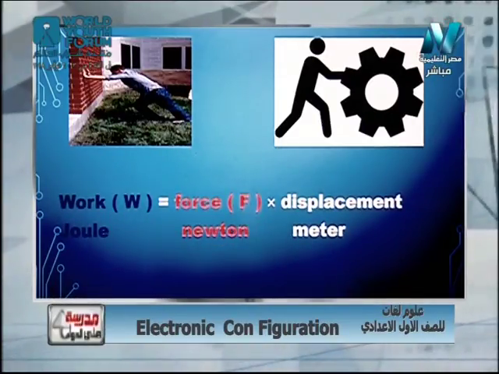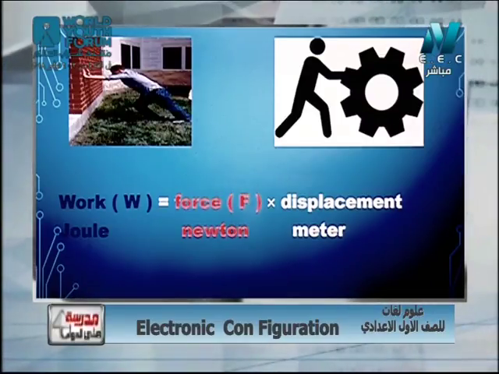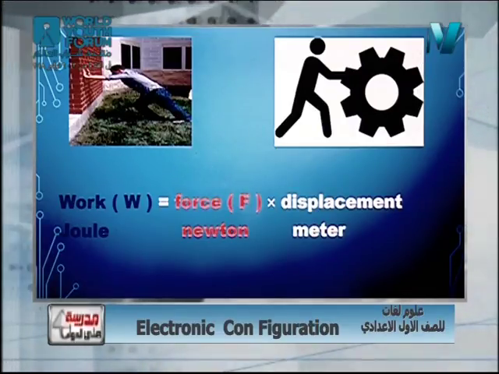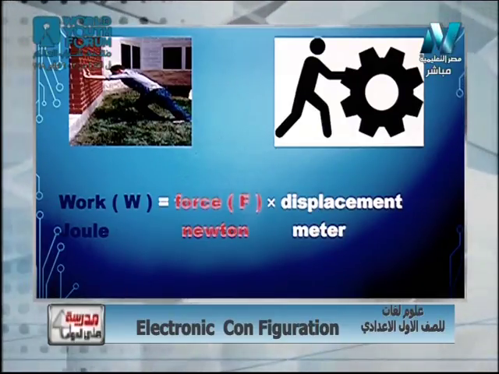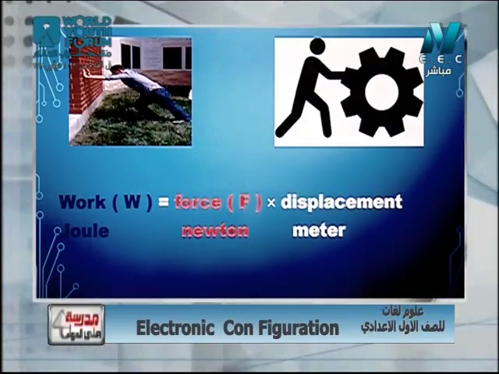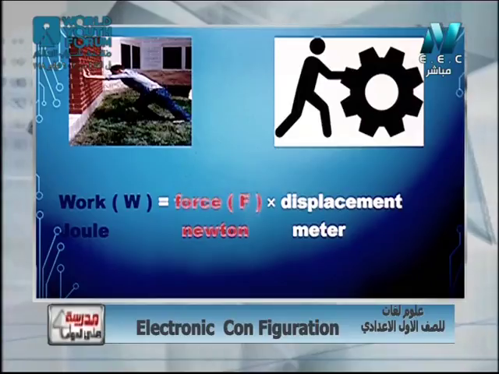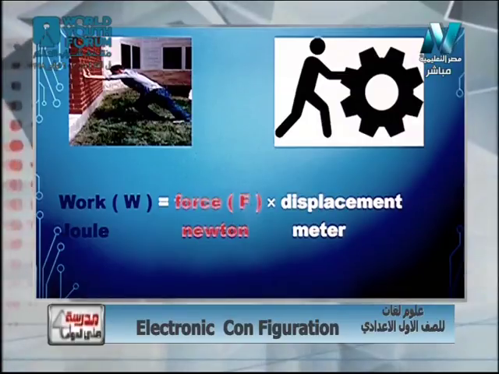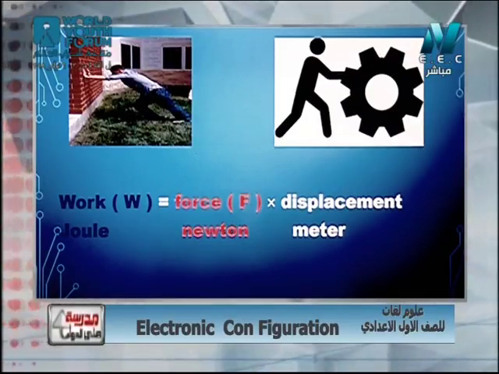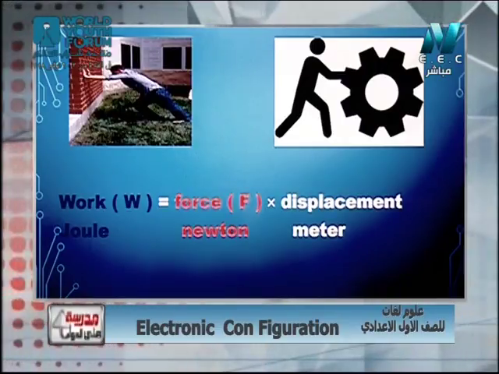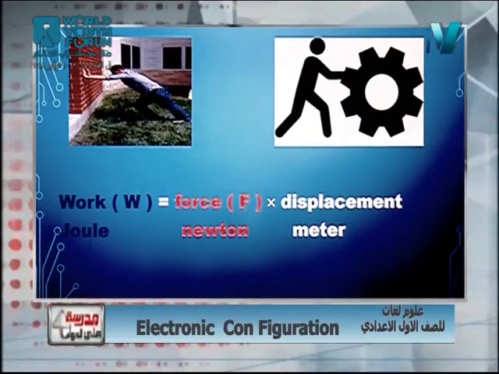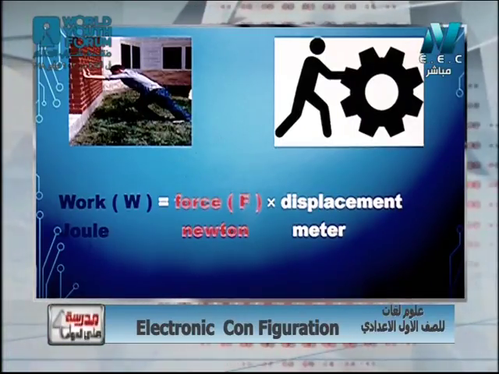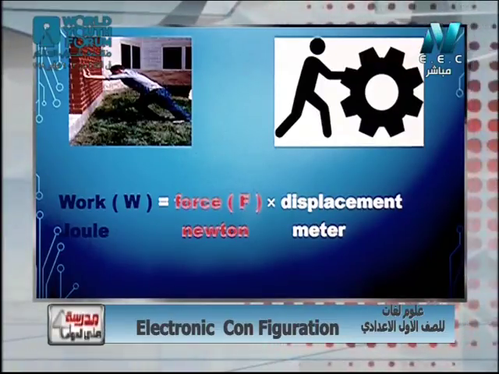So now work equals force times displacement. But notice, my dear student, that work is in joule, force, its unit is Newton, and displacement is measured in meter unit. Notice, displacement mustn't be in kilometer, mustn't be in centimeter. If you find it in the exam in centimeter, you must convert it into meter. If you find it in kilometer, you must convert it into meter, because displacement must be in meter, force must be in Newton, and work must be in joule.